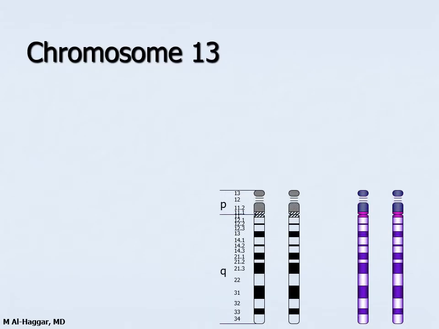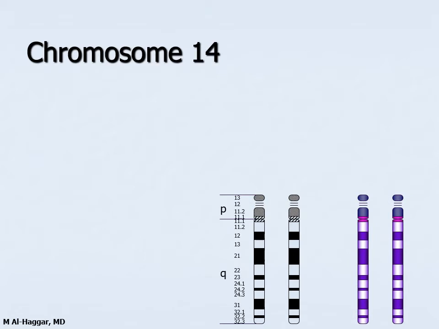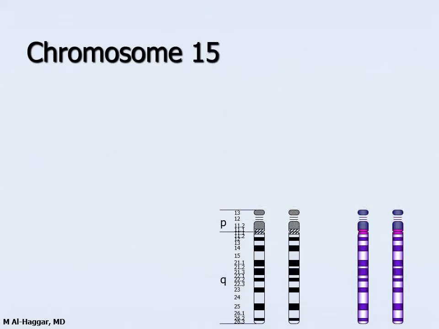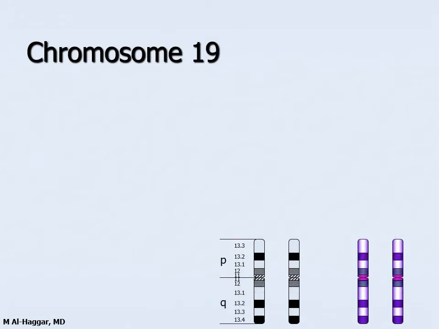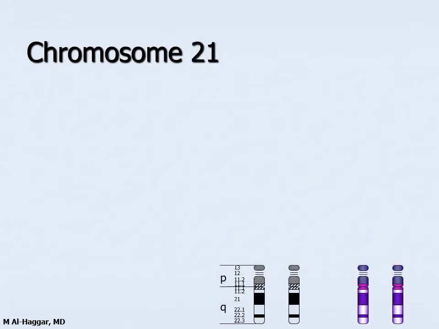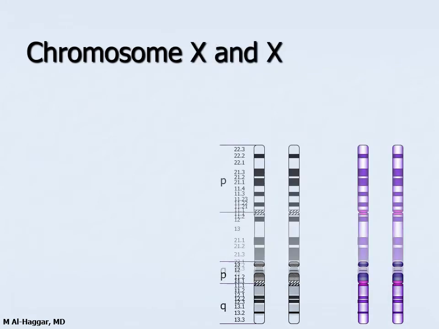This is the first acrocentric chromosome, 13, another acrocentric chromosome, and a third acrocentric chromosome. You notice here the P for the short arm is replaced by a hatched part which contains no genes. So there is no banding in these satellites.